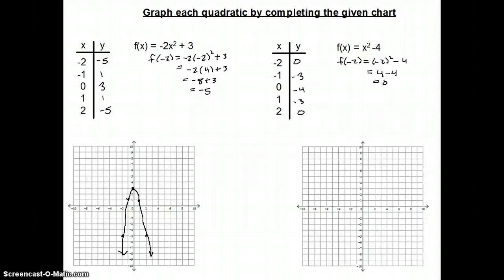Again, we have 5 points we can plot and graph our quadratic. So the first point we have is (-2, 0). We have (-1, -3). We have (0, -4). And we have (1, -3). And we have (2, 0). Okay, we can go ahead and connect these points and form our parabola.